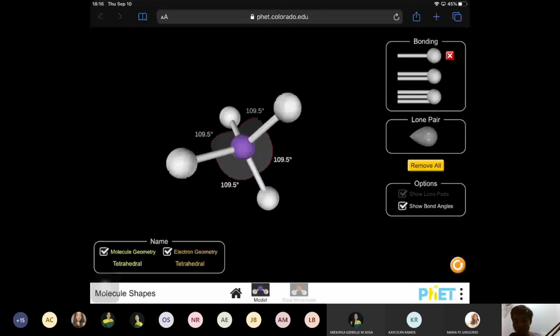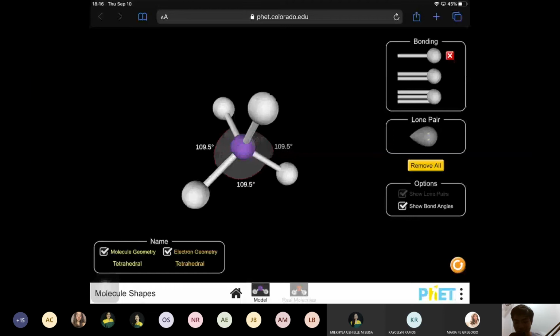So, yan yung best shape, yan yung best distance, kasi pag pinagdikit mo yan, magre-repel yung mga yan. Gutom na, no? So, yan yung best shape na kaya nila gawin. Tetrahedral. Okay?